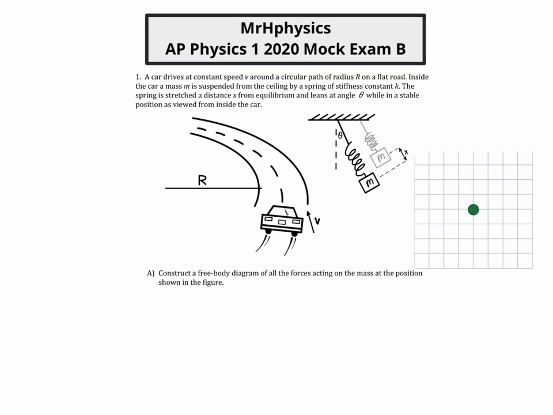Okay, for the first question, we have a car that's driving at speed v around a circular path of radius r on a flat road. Inside the car, there is a mass suspended from a spring that is tilted at angle theta. We're then asked to draw a free body diagram labeling all forces acting on the mass.